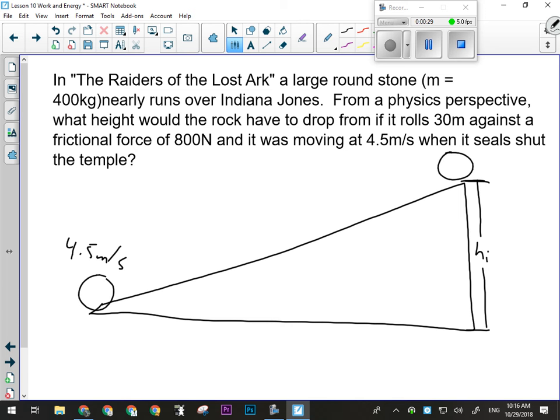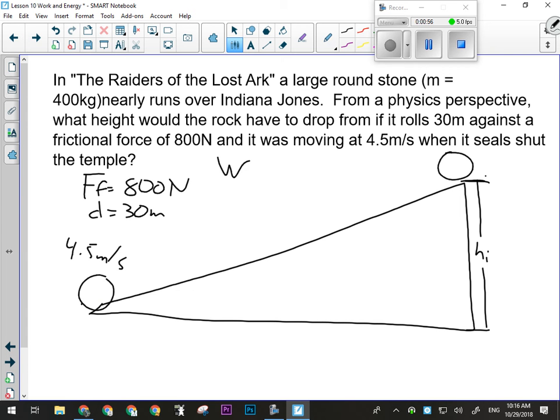Okay, so at the end of the tunnel. Remembering that we do work against the force of friction, which is considerable, 800 newtons, over a distance of 30 meters. That means we're losing energy between the top of the ramp and the bottom of the ramp to friction. So it has less mechanical energy at the bottom of the ramp than it had at the top. So we need to figure out that initial height. That's what we're looking for there.